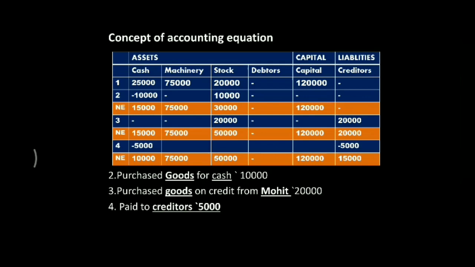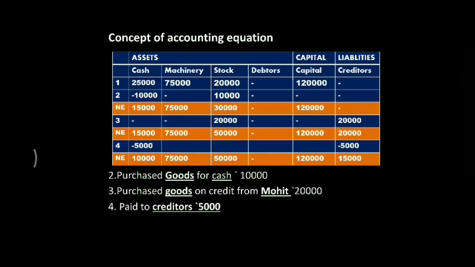Then third transaction is purchase goods on credit from Mohit rupees 20,000. The earlier purchase was a cash purchase. Now this purchase is a credit purchase. So it will result in increase in goods or stock and increase in creditors, because it is a credit purchase, we are not paying in cash. Whenever goods are purchased and cash is not paid, it results in increase in creditor. That means Mohit will be a creditor or lender for us.